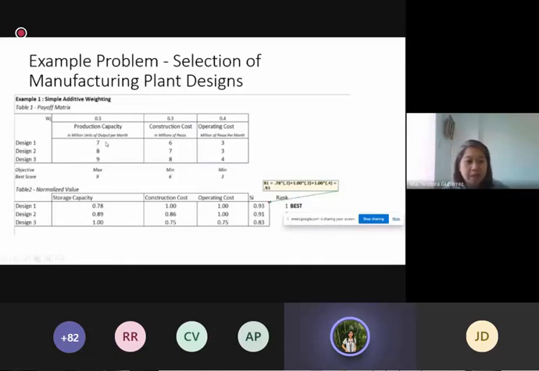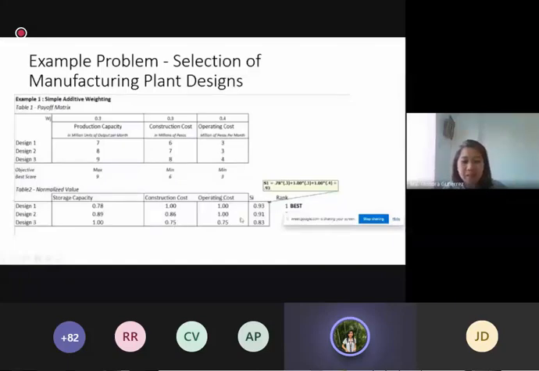So each element will be divided by the best score for the maximized objective. 7 divided by 9 is 0.79, 8 divided by 9 is 0.89, and 9 divided by 9 is 1. For the minimization objective, we divide the best score by each element. Here we have 6 divided by 6, 1, 6 divided by 7, 0.86, 6 divided by 8 is 0.75.